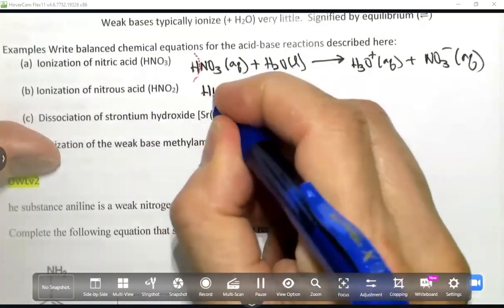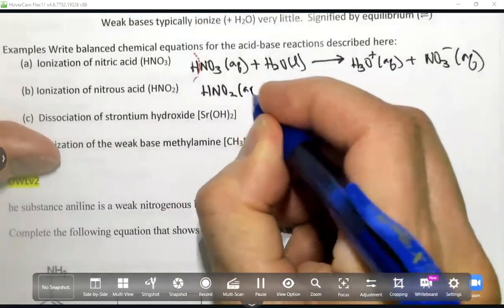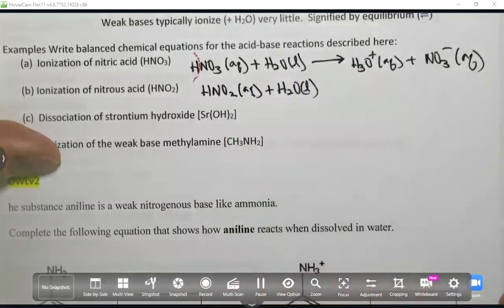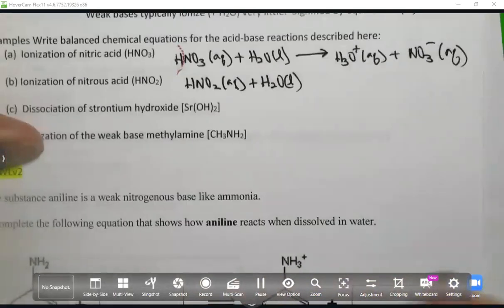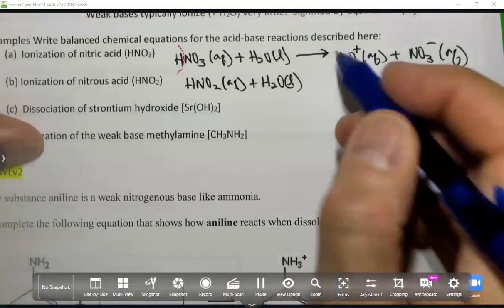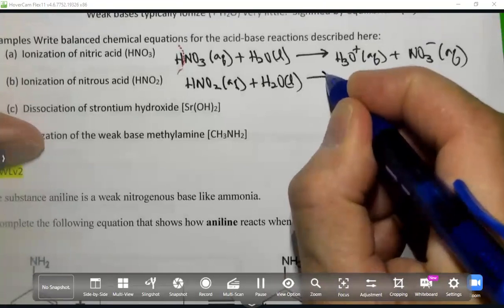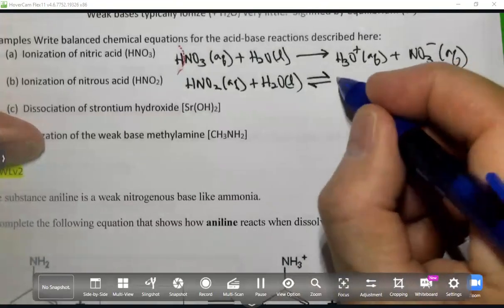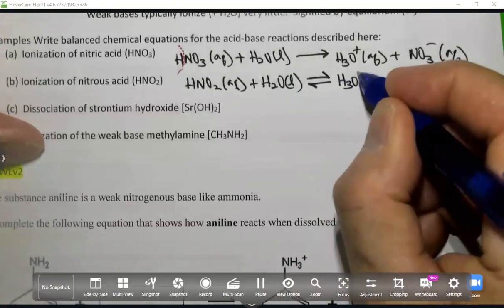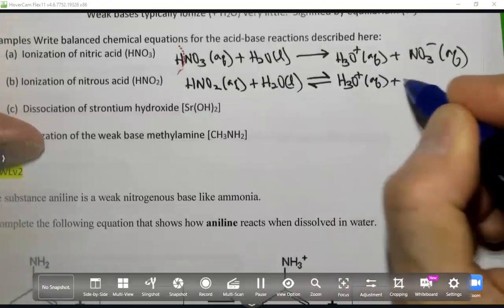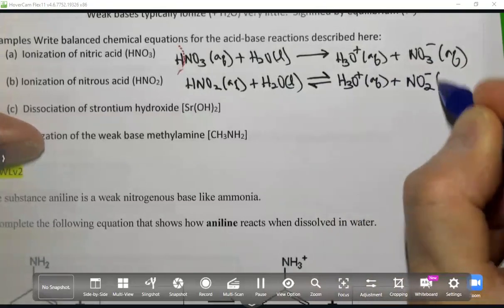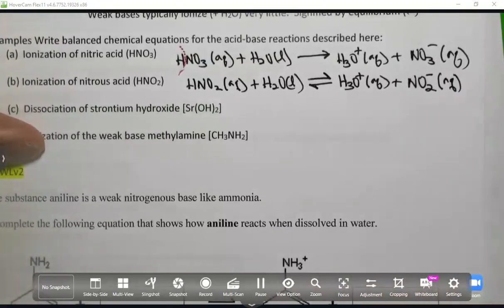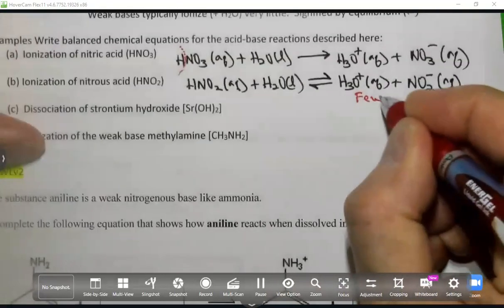Therefore, if we have a weak acid, you would have HNO2 aqueous plus H2O liquid. That is the same. We don't do a one-way arrow. We do double arrows like this. Those are our equilibrium arrows. We are still going to get some H3O plus and some NO2 minus. But over here, we get few ions.